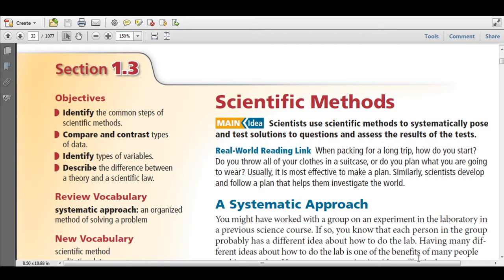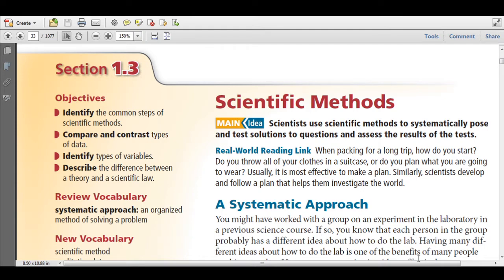This is an intro to chemistry, section 1.3, scientific methods. Some of the objectives that we're going to cover are: identify the common steps of scientific methods, compare and contrast types of data, identify types of variables, and describe the difference between a theory and a scientific law.